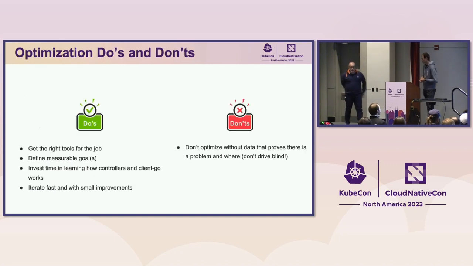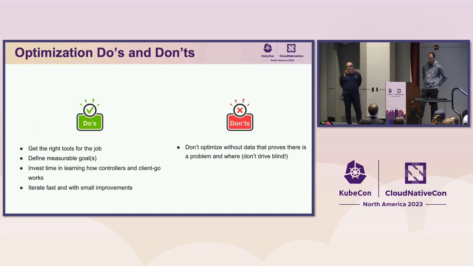Okay, great. If you follow these best practices, your controllers are performant out of the box, but then if you really have to do optimization, there is a list of dos and don'ts. So the first do is get the right tool for the job. Without metrics, it's not possible to do performance improvement. Without automation, doing performance improvement becomes very long and not effective, and it costs money.